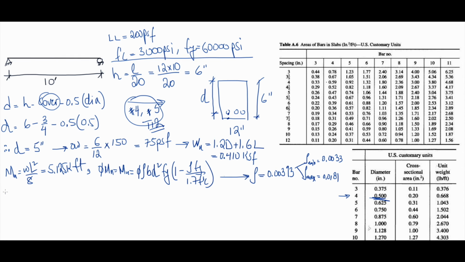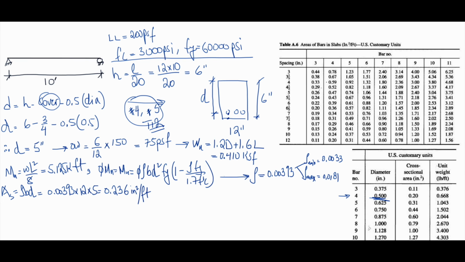Now we need to go and check our area of steel. How much As? So As is rho b d, and it is equivalent to 0.00393 multiplied by b multiplied by d, and this will give me 0.236 inch squared per foot per the strip again.